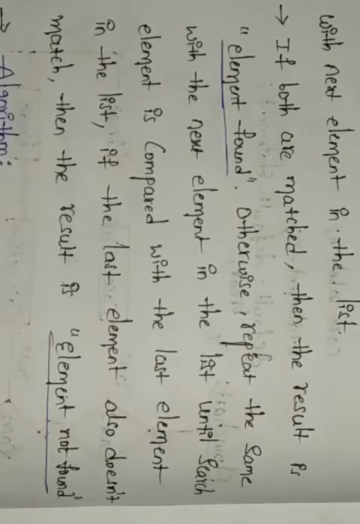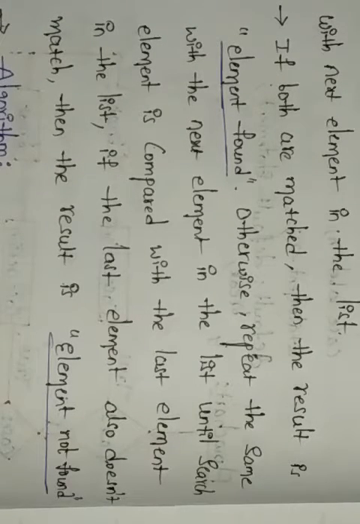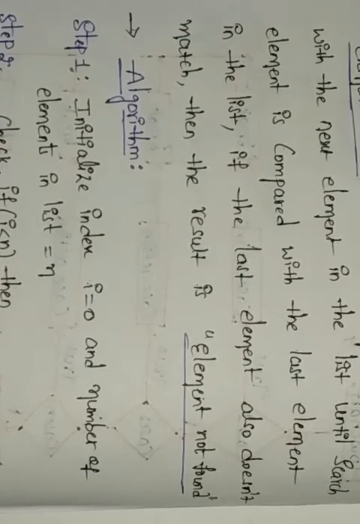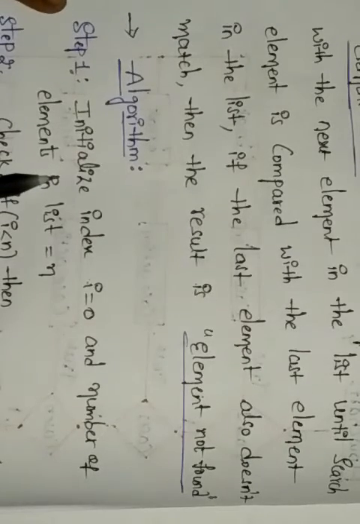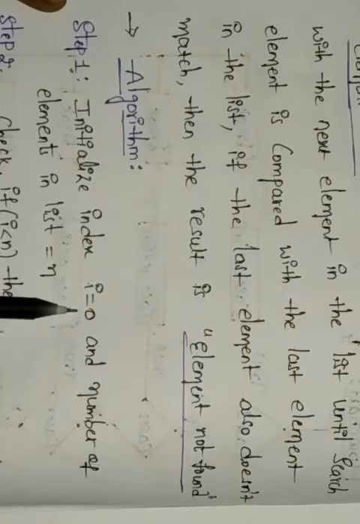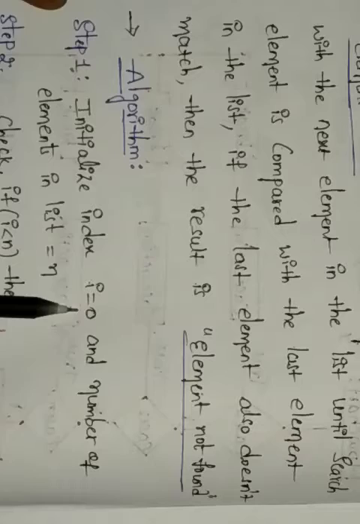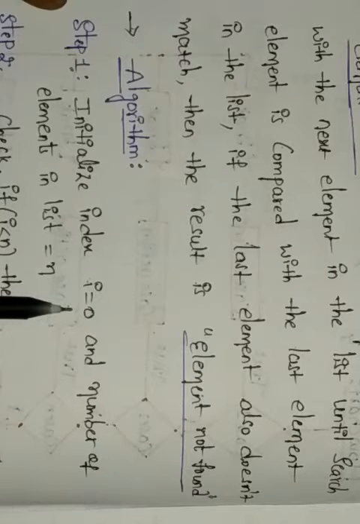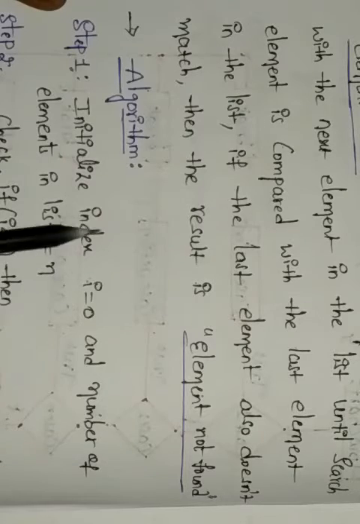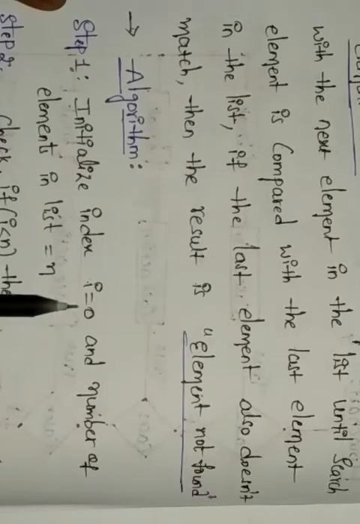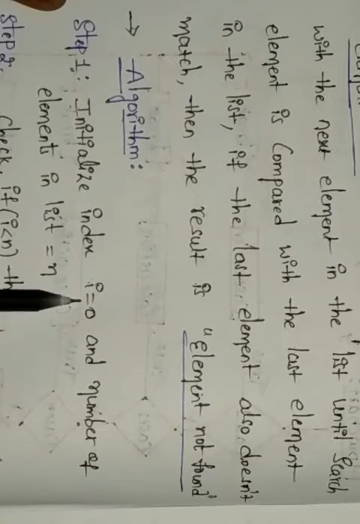Here we have one algorithm for the sequential search in C++. Let's see how it looks. First, in the sequential search, you have to initialize our index, i equals 0. We start with 0 because the array index starts with 0 and ends with n minus 1. So we initialize the index value as i equals 0.